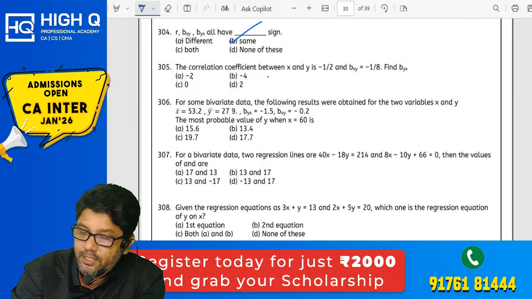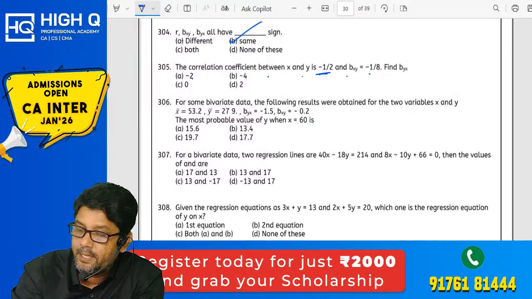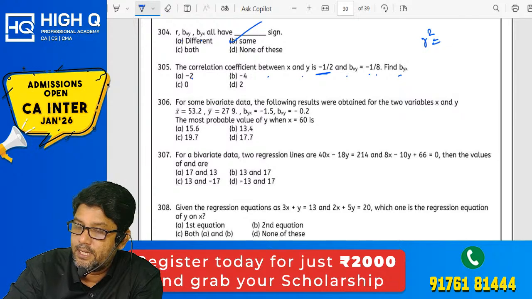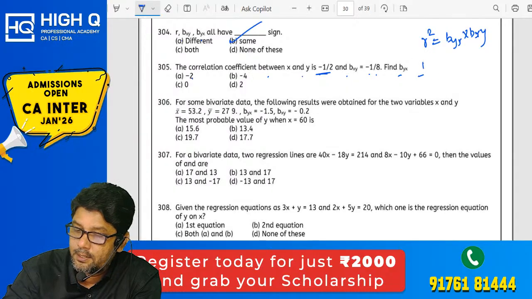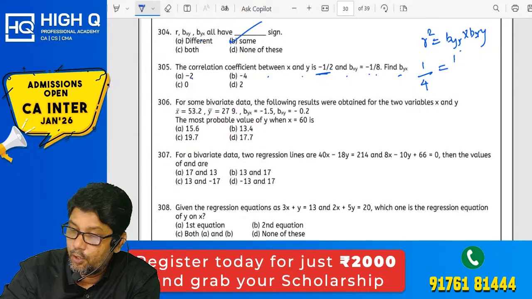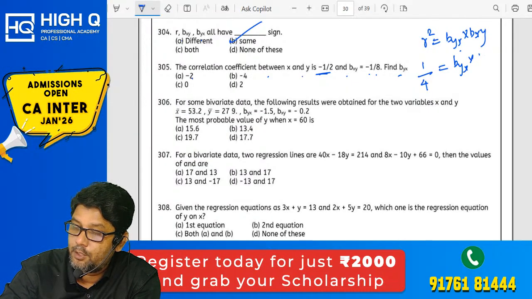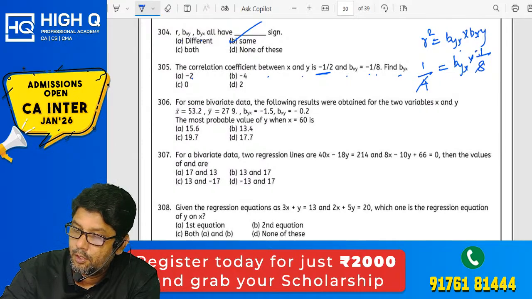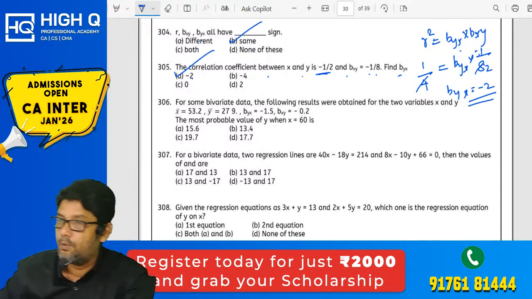The correlation coefficient between x and y is minus 1 by 2. Bxy is minus 1 by 8. What is Byx? My dear, you know this. R square is equal to Byx into Bxy. R square is 1 by 4, which is equal to Byx into Bxy, that is minus 1 by 8. So what is Byx equal to? Is it minus 2, my dear?